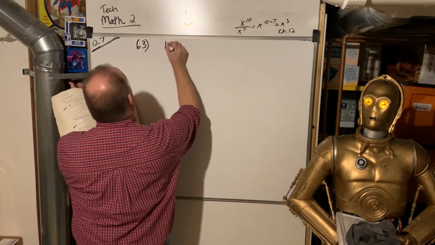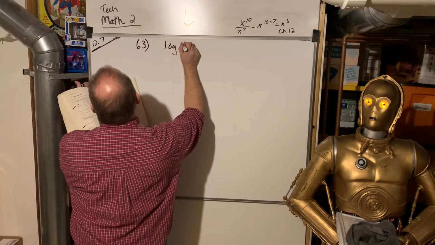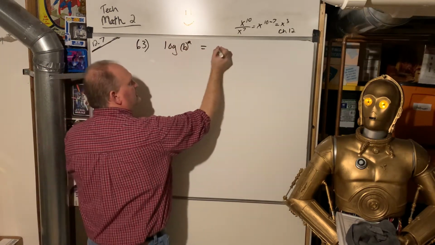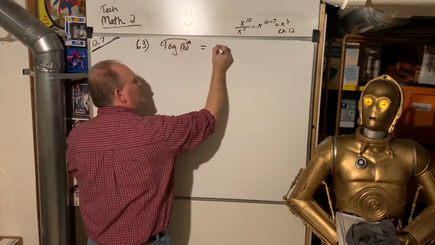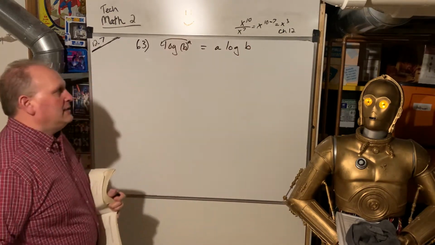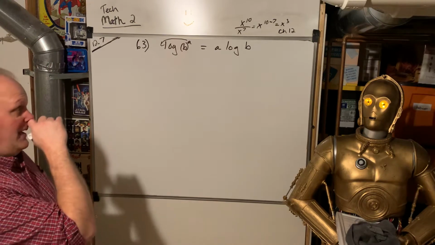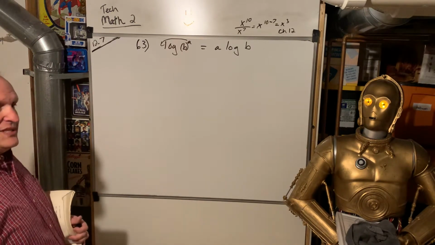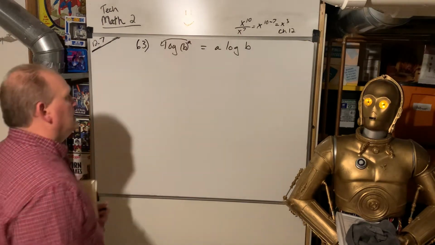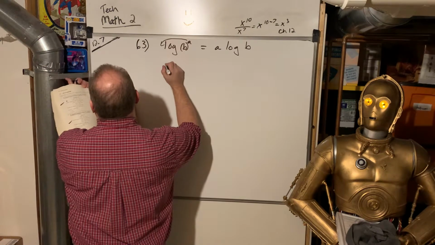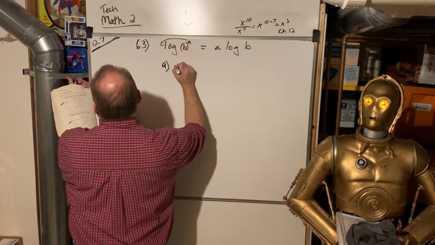So if you have log base 10 of b raised to the a power, what you can do, a little Price is Right, come on down. You pull that down in front, and you get a log b, all right? And that's like when you have an exponent raised to an exponent, you multiply. So we're pulling it down and multiplying, all right? So let's look at 63 examples.